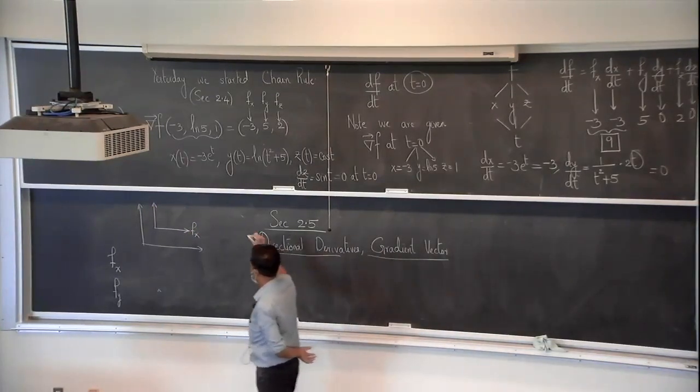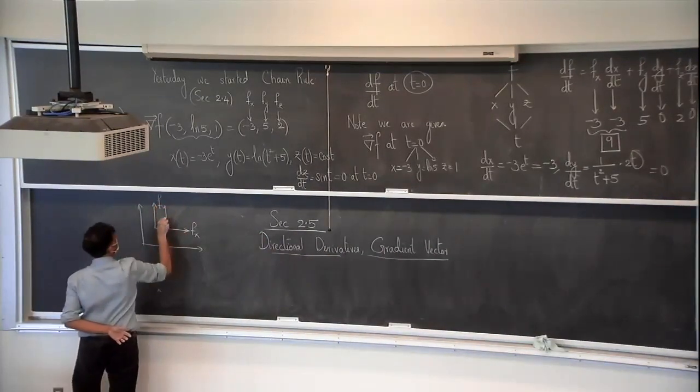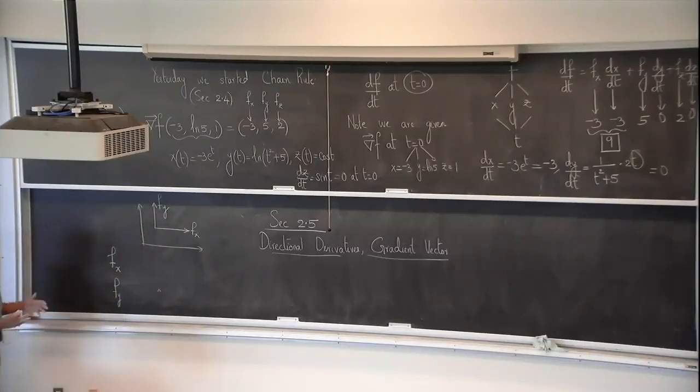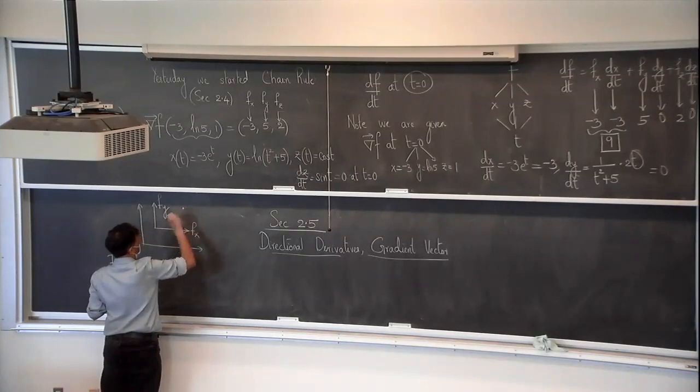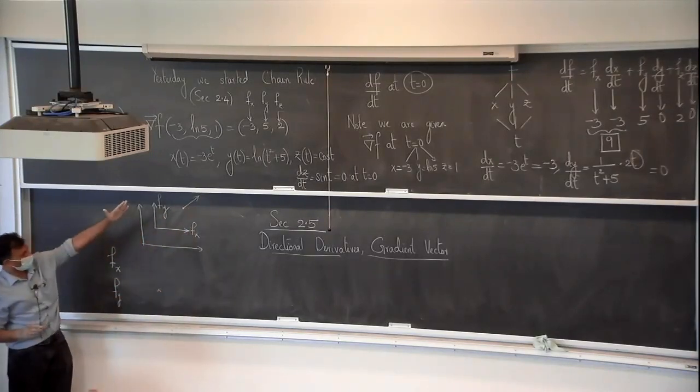That is your fy. So the question is, what if you wanted to find the rate of change of f in some arbitrary direction? Suppose you are given a point here and you want to find how f changes in that direction, say northeast.